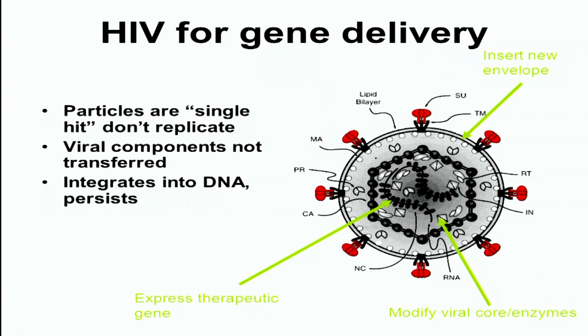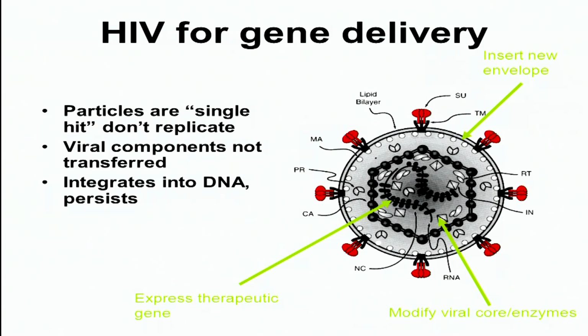But what we do daily is to modify the HIV virus. And what we do is we take out all the viral genes that encode viral proteins from the genome, and we can put therapeutic genes into these particles. And we can then actually also modify the viral core enzymes, and we can modify the envelope protein so it attaches to different cells or particular cells. And these viruses become a little gene delivery machine.